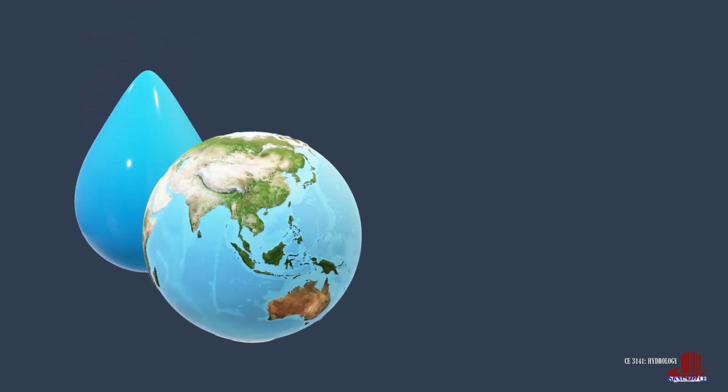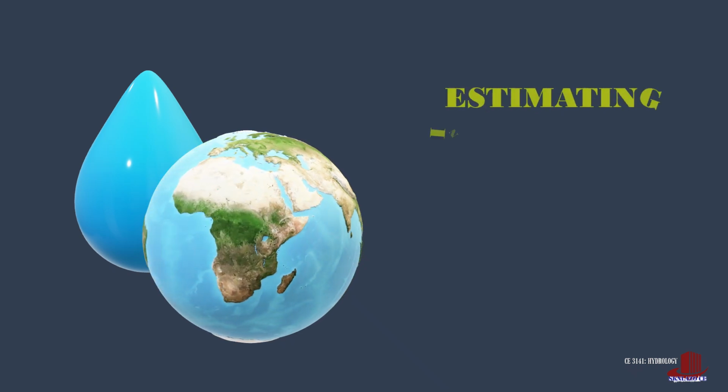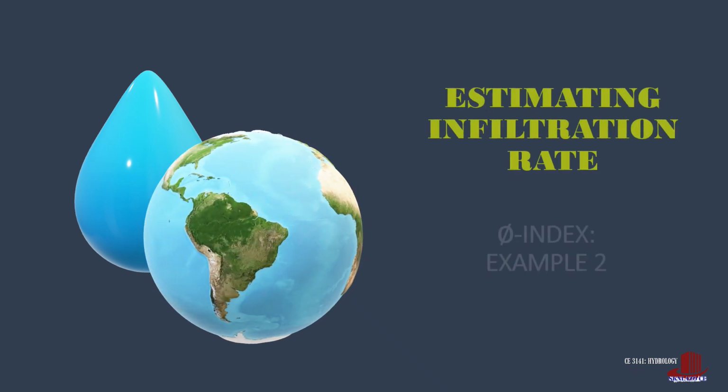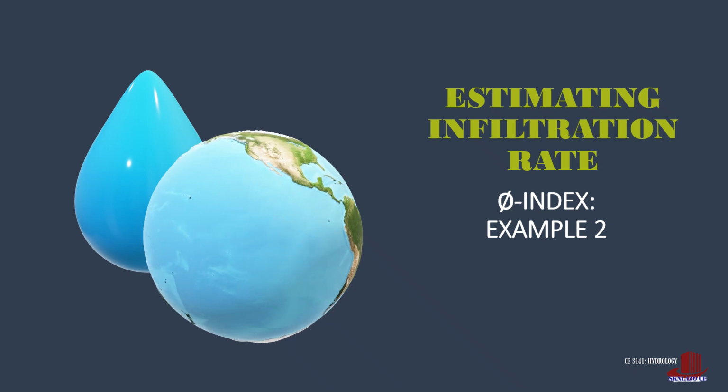The method of solving for constant infiltration rate using the phi index involves trial and error. Check how it is done here in hydrology.